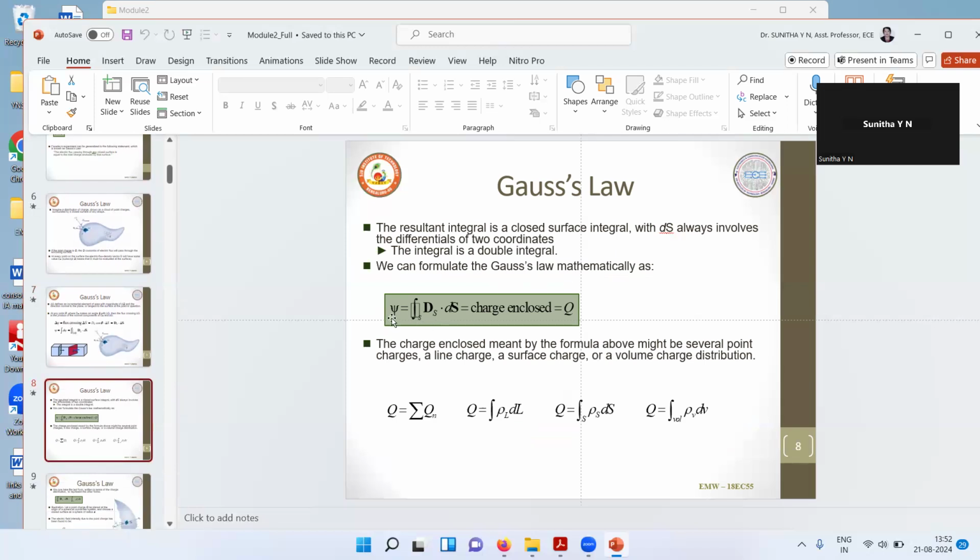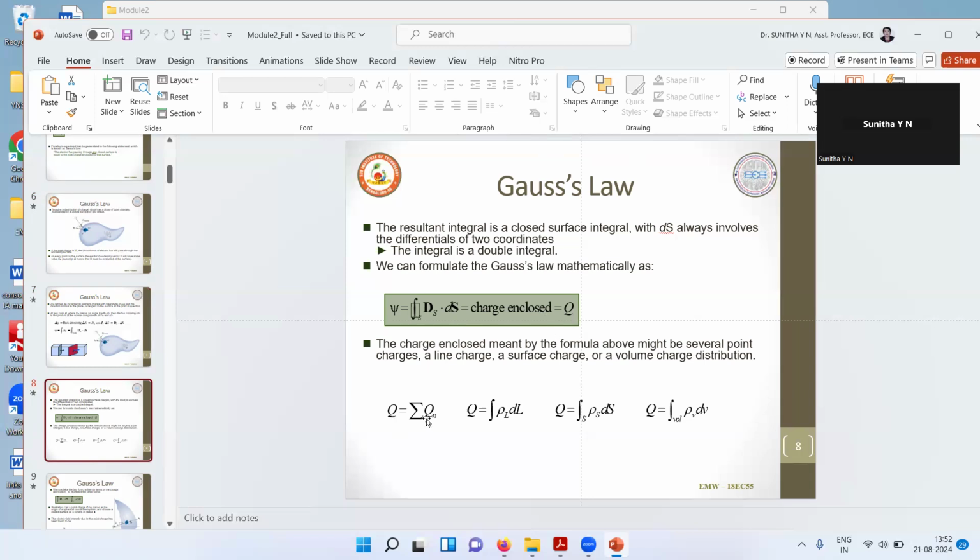So we can say that now psi is equal to the closed surface integral of ds dot ds. This is the differential surface, and this is the flux line only from that differential surface, which is equal to the charge enclosed, which is equal to q. This is how we represent Gauss law here, and we found that this holds good, or is true, only if you are having a point charge.